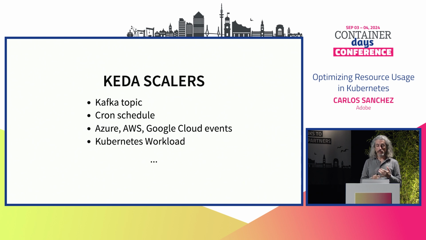Keda allows you to do scaling on number of events on Kafka or on a cron schedule, any events from cloud provider, and also very interestingly, Kubernetes workloads. So if you have multiple deployments that are somehow related, you can say, every time this deployment scales down, I want to also scale down all these other things. So you could have supporting deployments or services being scaled down when another deployment is scaled down.